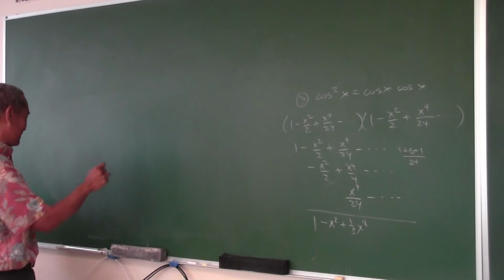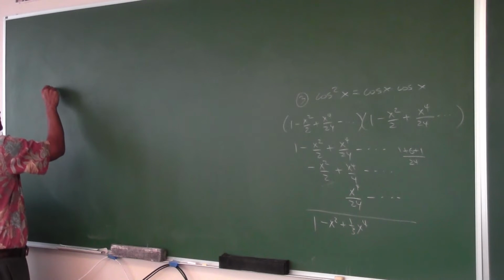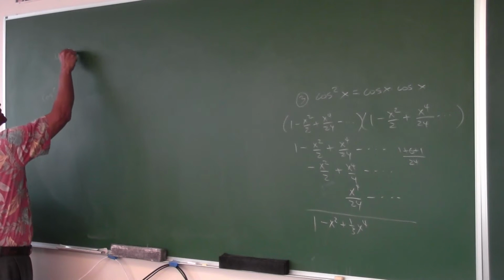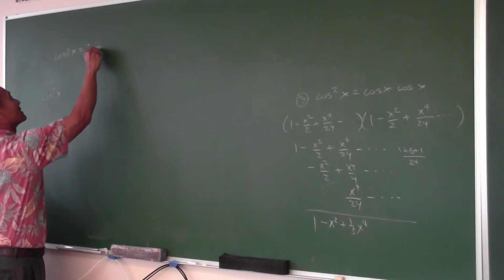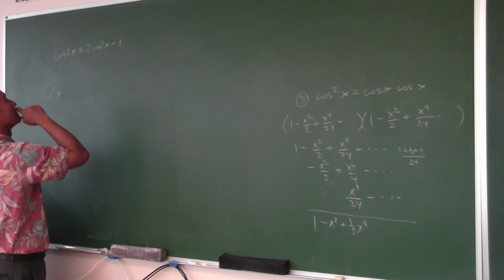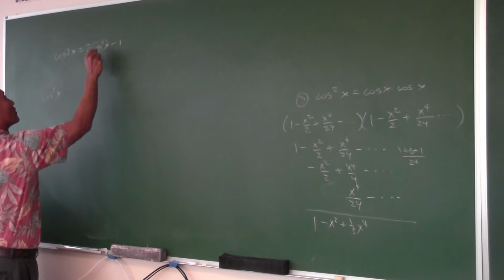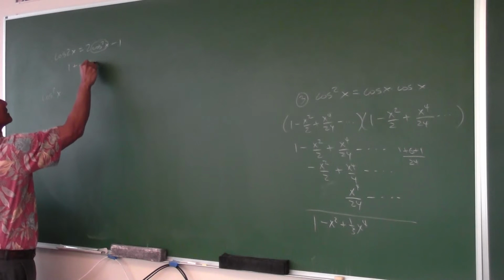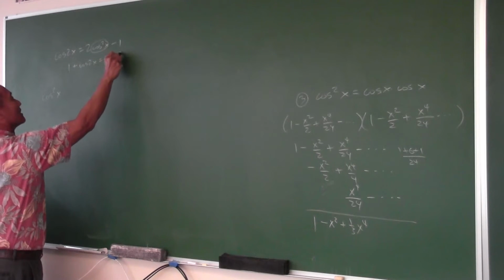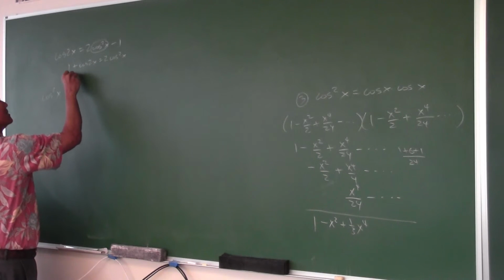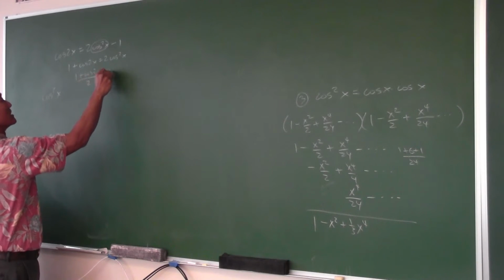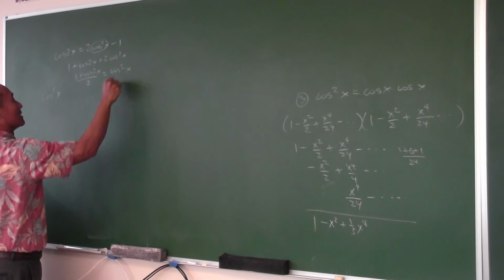And there is. Okay, cosine squared x. Well, let's look at the double angle identity. Isn't that 2 cosine squared x minus 1? So if you solve for cosine squared x, add 1 to both sides. Divide both sides by 2. 1 plus cosine 2x all over 2 is equal to cosine squared x. Aha!